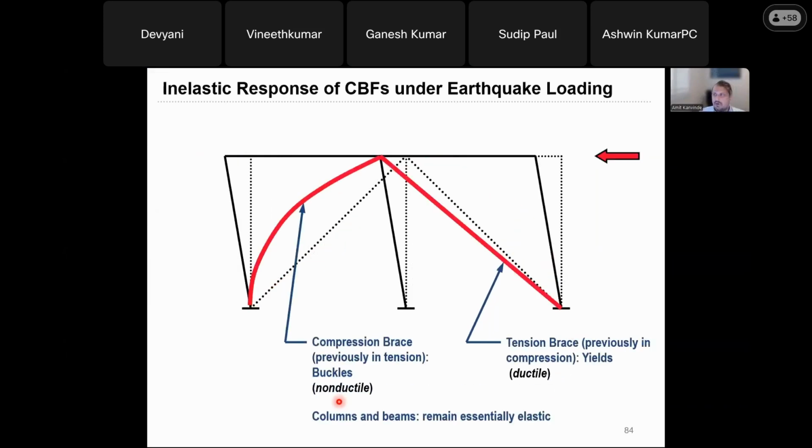Just as we did for SMRFs, we spend a lot of time making sure that our weakest link, or fuse, which in this case is the brace, is ductile. For that, we enforce compactness limits and make special considerations at the connections to make sure the braces perform well. But in this case, the beams and columns are not expected to have inelastic action, so we just have to design them to be stronger than the braces. Same idea, but a different system.